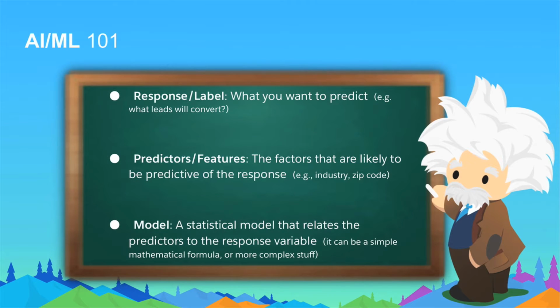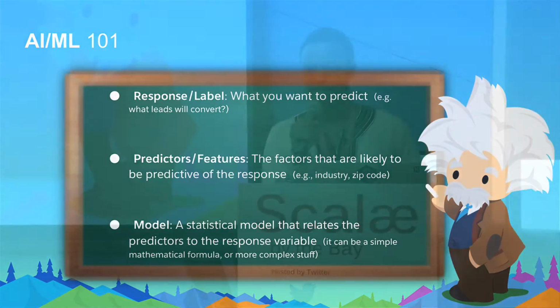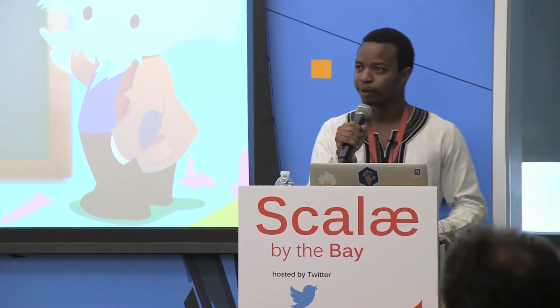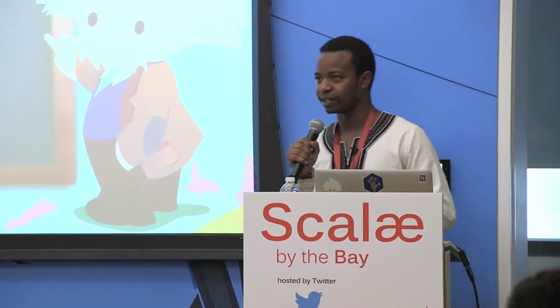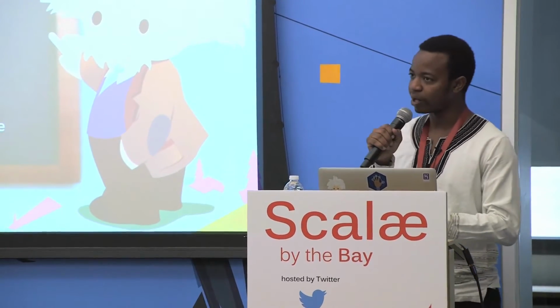For those of us who are engineers and don't know what AI is, I'll do a simple AI 101. In AI or machine learning, there are three simple things that are the fundamental basics of everything. The first one is the response or label, which is what you are trying to predict, whether it's somebody who is likely to convert to a lead, whether an email is spam, or whether a picture is a human or a car or something else.